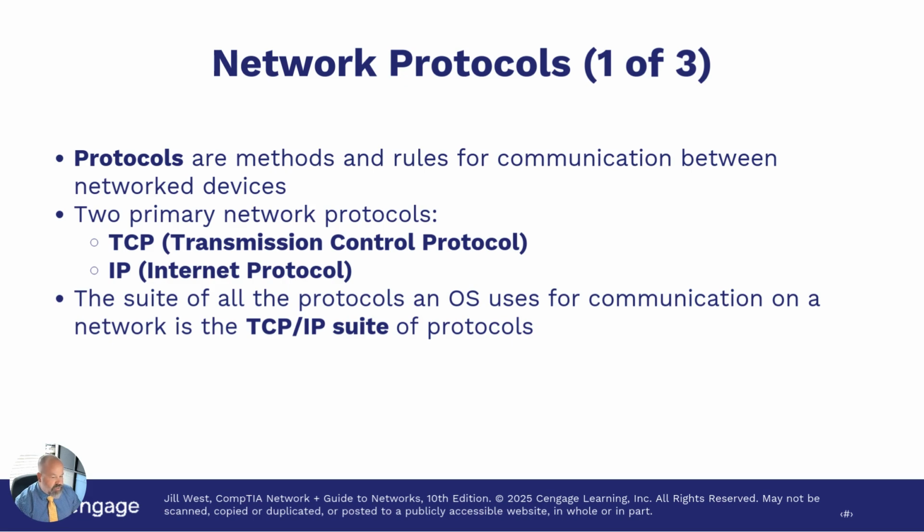And then you have IP, which stands for Internet Protocol, which is the navigator. It makes sure your message gets to the right destination, kind of like the GPS for your data. Together, TCP and IP form the backbone of the internet. Without them, devices would just be shouting random binary at each other and hoping for the best. When we talk about the TCP/IP suite, we mean the entire set of communication rules used by a network operating system, kind of like the official rule book for digital conversations.